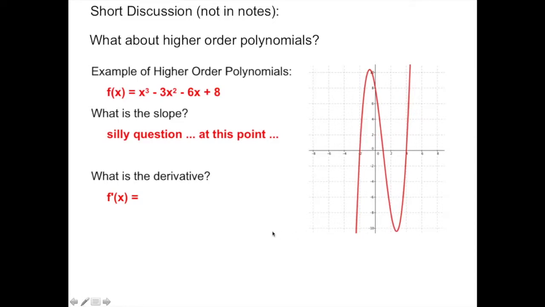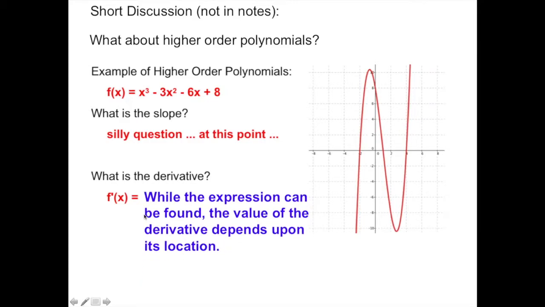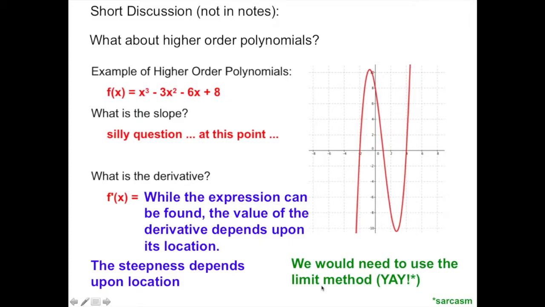So at this point, to talk about the slope, we've got to be really specific if we want to put a value to it. So now we need to start using that limit method to find the derivative. We can get an expression by doing the limit method, but if we want a numeric value, a steepness, then we have to really look at the specific location that we're talking about. So we're going to use that limit method, which I know you're really super enthusiastic about.